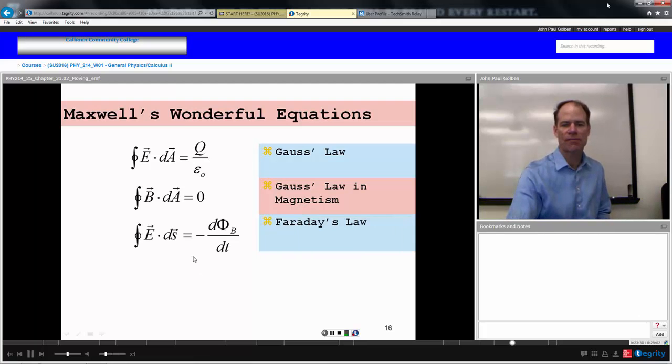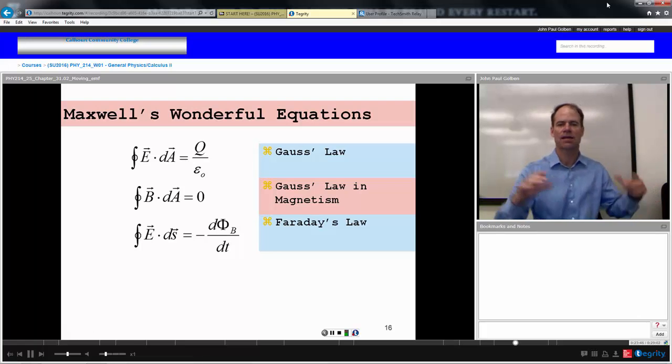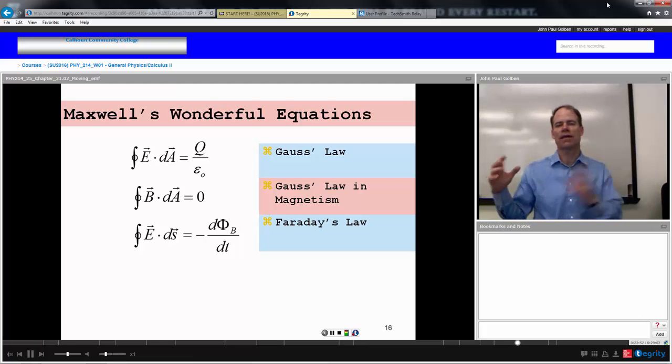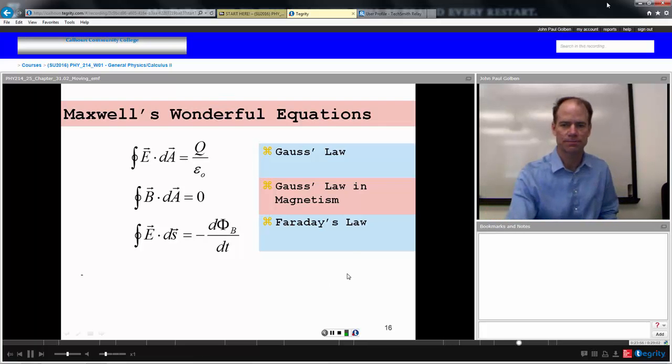We also have Faraday's law, and this is the longer form of Faraday's law that we were just talking about, where we have an E field dotted over a path length, and that is a voltage, and that is equal to the negative magnetic flux per time. So we have an E field generated by a changing magnetic field. Faraday's law.